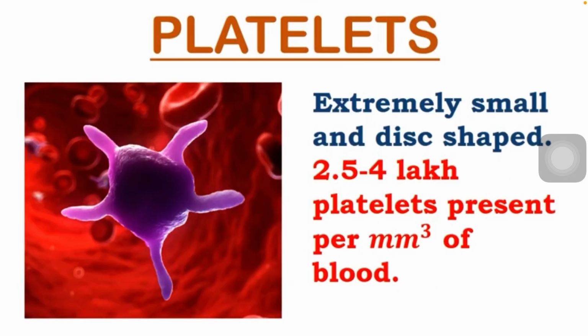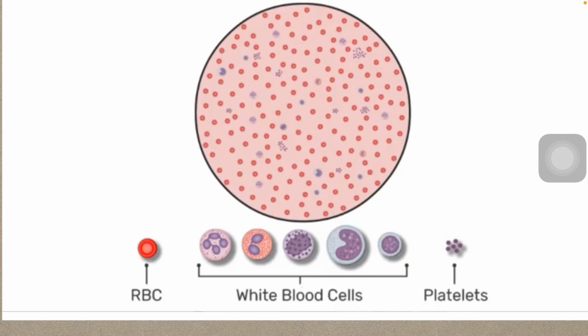Next is platelets. These are extremely small and disc shaped. 2.5 to 4 lakh platelets are present per cubic millimeter of blood. The function of platelets is to participate in blood clotting processes. So basically, blood is made up of RBC, WBC and platelets.